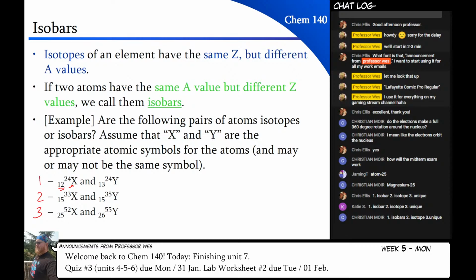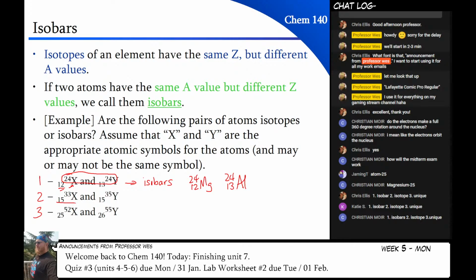All right, so let's go over the answers together. So first, let's look to see what's the same. So here these are the same. So same A, different Z. So these would be isobars. And if I wanted to be specific, I could fill in their identity here. What comes after magnesium? Aluminum. I should have known that. There you go. And you can see that they're chemically distinct. They're different elements.